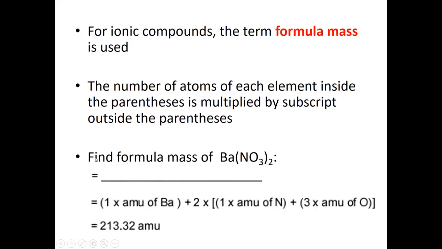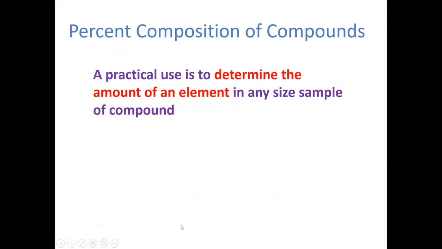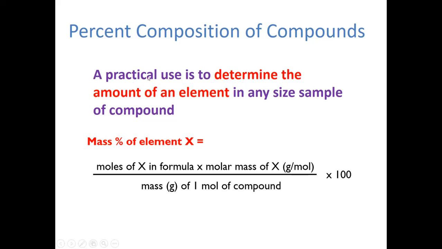Okay, first, to find the formula mass of barium nitrate, Ba(NO3)2: 1 times the AMU of barium, plus 2 times 1 times the AMU of nitrogen, plus 3 times the AMU of oxygen. And you get the answer, 213.32 AMU.